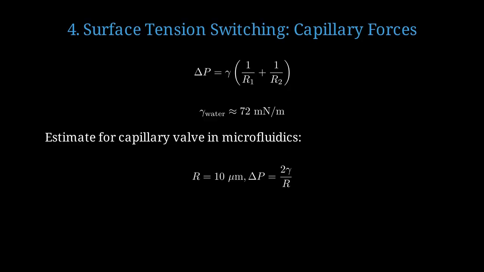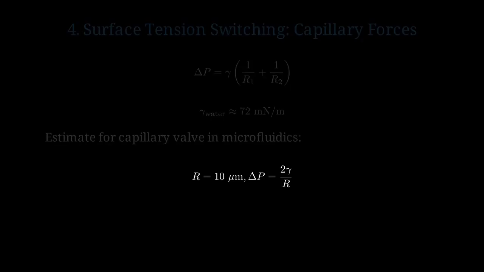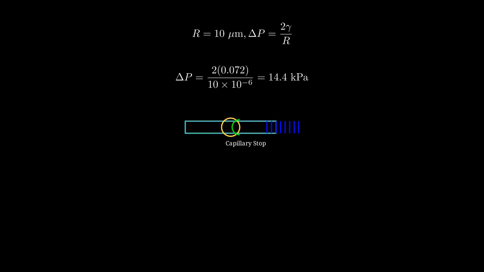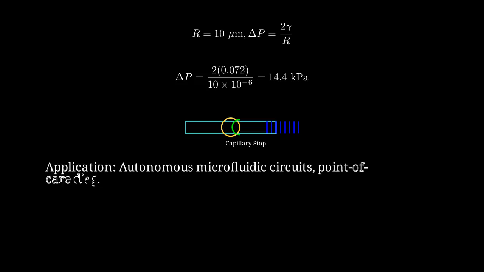For a spherical interface, Laplace pressure equals 2 gamma over radius. This gives 14.4 kilopascals of pressure, enabling passive valving without moving parts. A hydrophobic barrier creates a capillary stop where fluid halts due to surface tension, acting as a passive switch. This enables autonomous microfluidic circuits and point-of-care diagnostic devices that require no external valves.